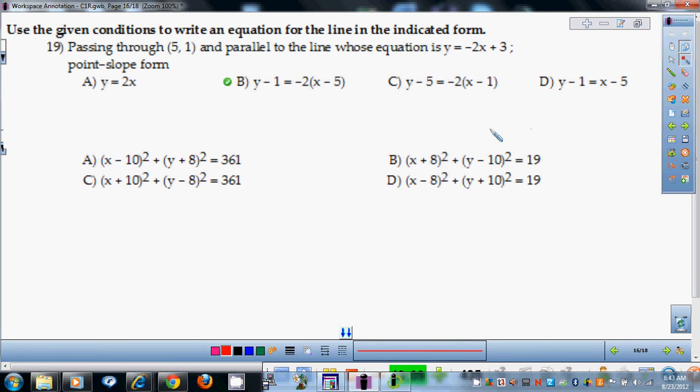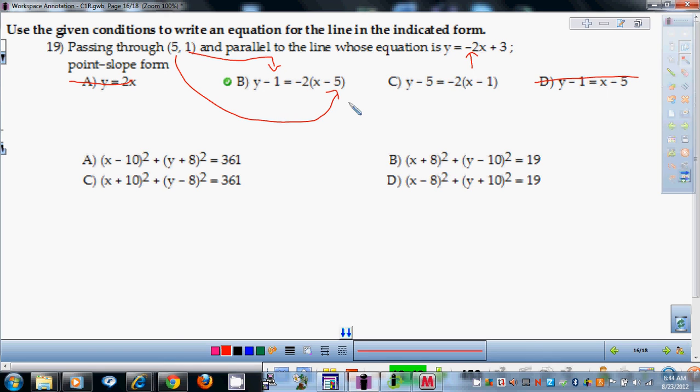Very good. Parallel to this line means it has the same slope of -2, which immediately crossed off A and D because they don't have slopes of -2. And then really all you had to look at is which one had the correct coordinate: 1 for the y value and 5 for the x value. Very good. Questions on that one?